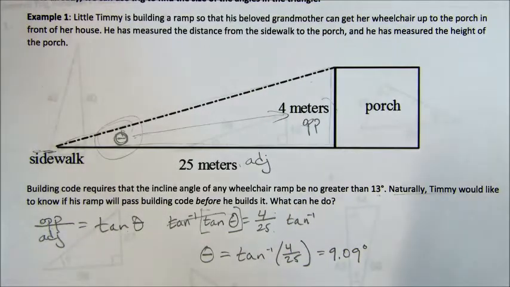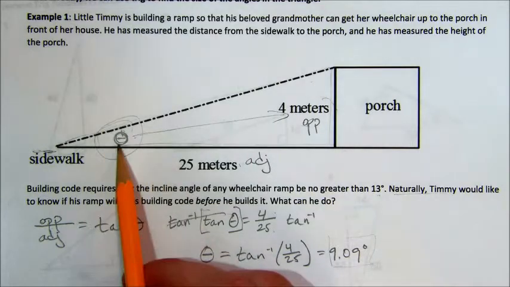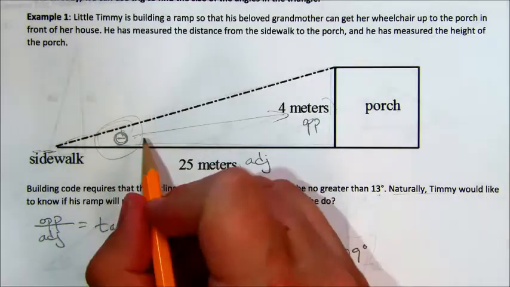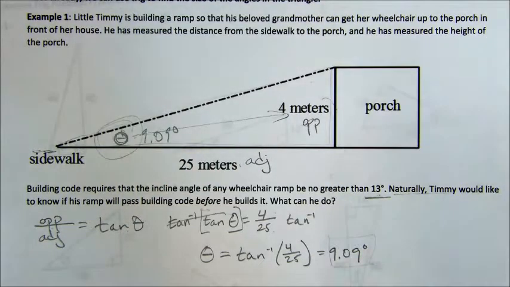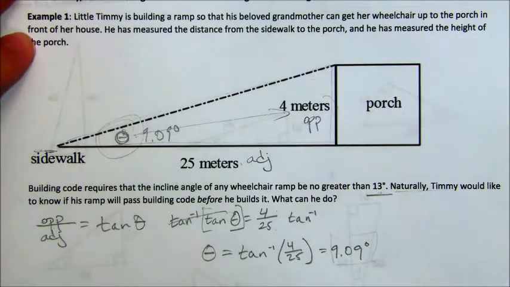That gives me the measure in degrees. If I look at that, this angle here is going to be 9.09, which is less than 13, so Timmy's okay. Timmy's going to have a safe wheelchair ramp.